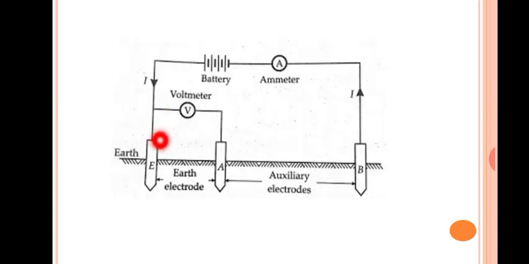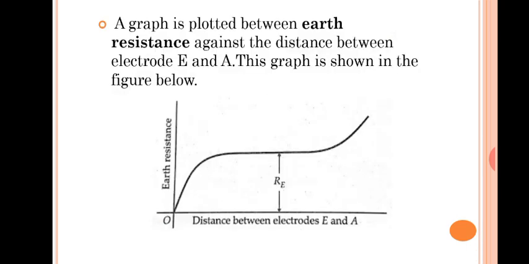So you can see that once this auxiliary electrode is near the earth electrode, the earth resistance will be lesser. Once it moves far away, as the graph plotted between earth resistance against the distance between the earth E and A shows, as the distance increases, the earth resistance also increases. As the distance decreases, the earth resistance also decreases.